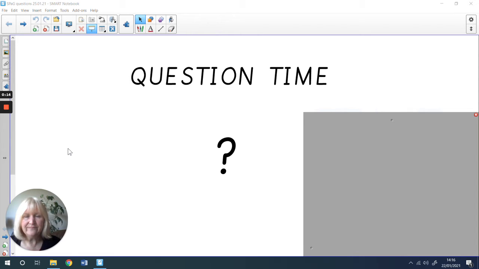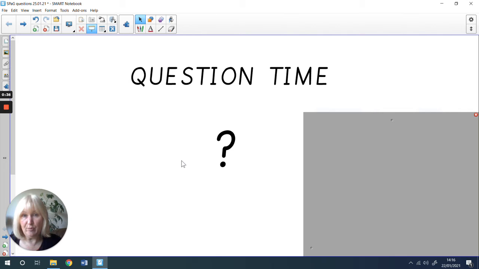In English today we're thinking about using questions. When we write a question, we have to finish it not just with a little full stop. We have to use a question mark. So today's lesson is called Question Time, and here is a question mark.